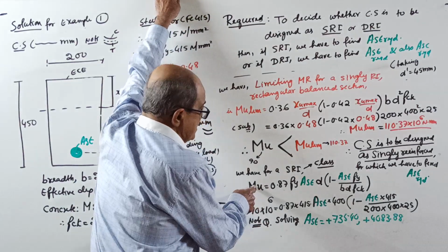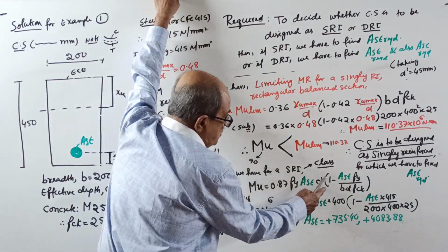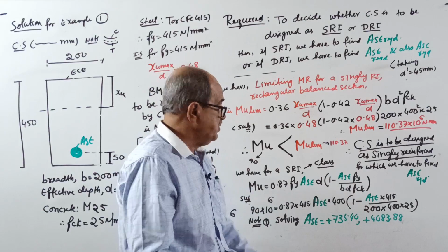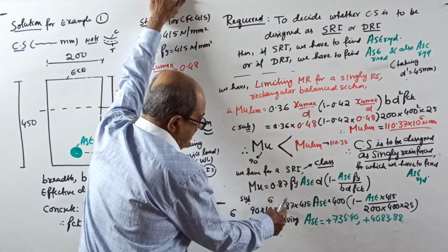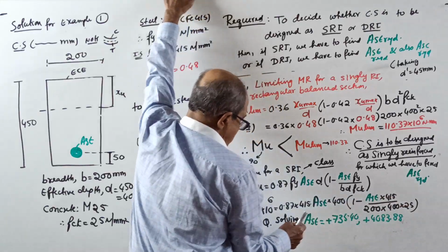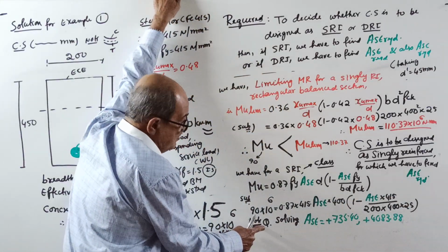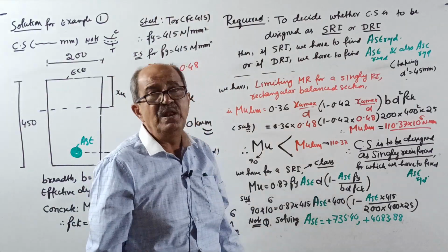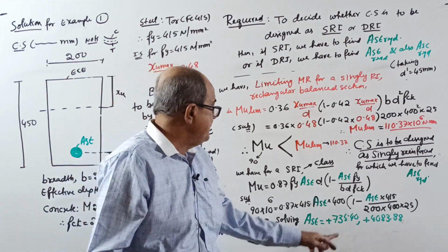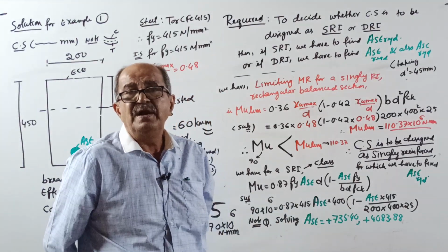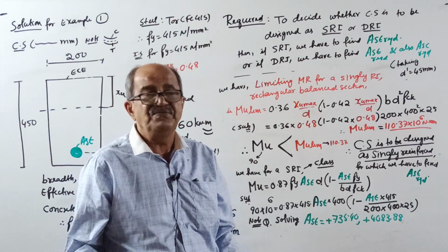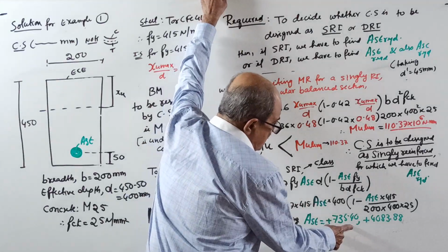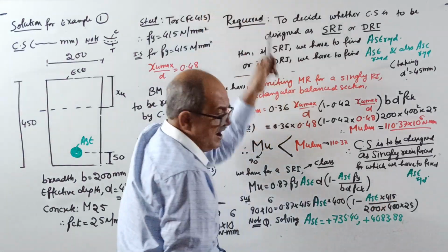You can write the Mu equation in terms of tension. You know this equation, I told already. This is the expression for Mu in terms of AST. Substitute: Mu 90 10 to the power 6, 0.87 fy, AST, d, etc. Note, this is a quadratic equation. Why? AST into AST. How to solve a quadratic, that I will not tell. If you cannot simplify this and solve the quadratic equation, better not continue any of my classes. One of the values you will get for AST is 735.40 positive, the other is 4083.88.